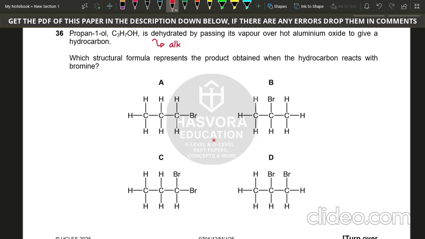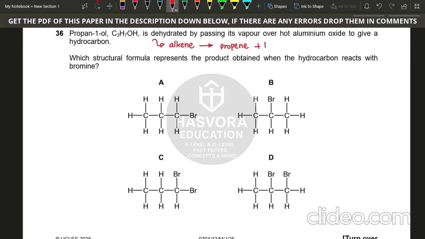Remember, it forms an alkene, and in this case the alkene will be propene. It is dehydrated by passing its vapor over hot aluminium oxide to give a hydrocarbon. It can also be dehydrated using H2SO4. Which structure formula represents a product obtained when the hydrocarbon reacts with bromine?